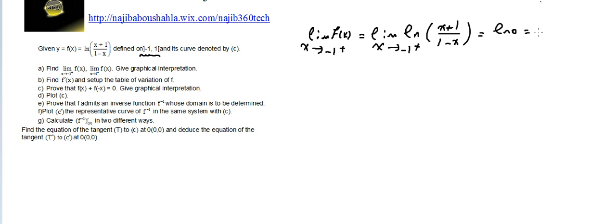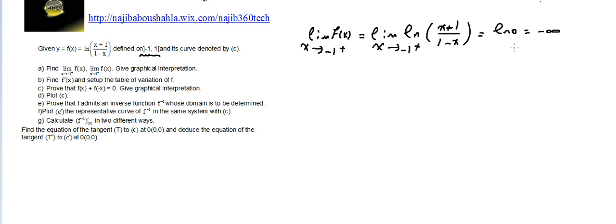and give a graphical interpretation. All right, the limit of f of x, which is ln of (x plus 1) over (1 minus x), as x approaches minus 1 plus, and he needs only this part of the domain, is equal to, if we substitute minus 1, we are going to get 0 in the numerator, and in the denominator 1 minus of minus 1, which is 2. So it's ln of 0 over 2, which is ln 0. So directly ln 0, and ln 0 is equal to minus infinity.